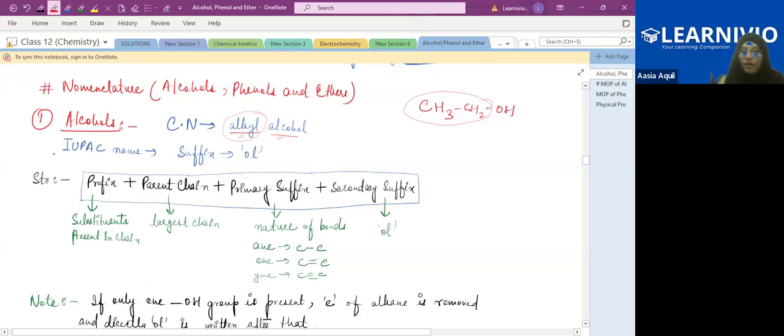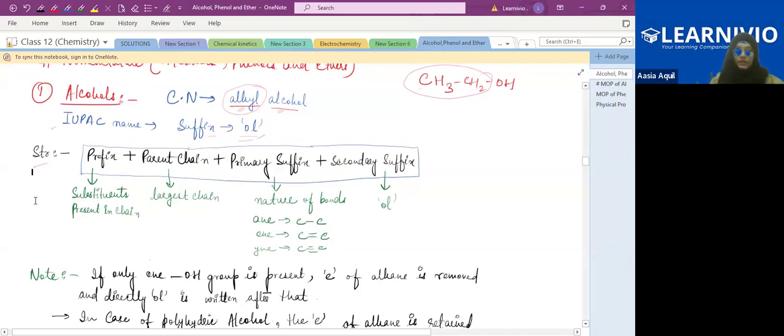But in the IUPAC name, you have to write the suffix as ol. Only ol. You will not write the whole word alcohol, you just write ol. Ol means alcohol. So you just use the suffix ol. And the structure of the naming will be this.